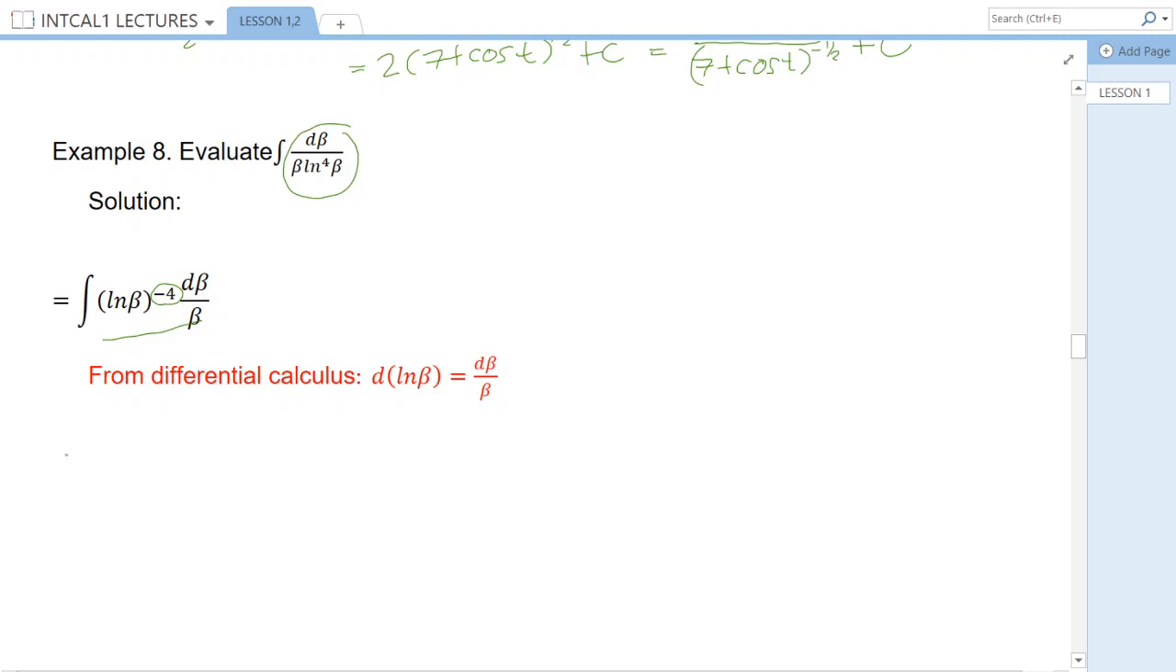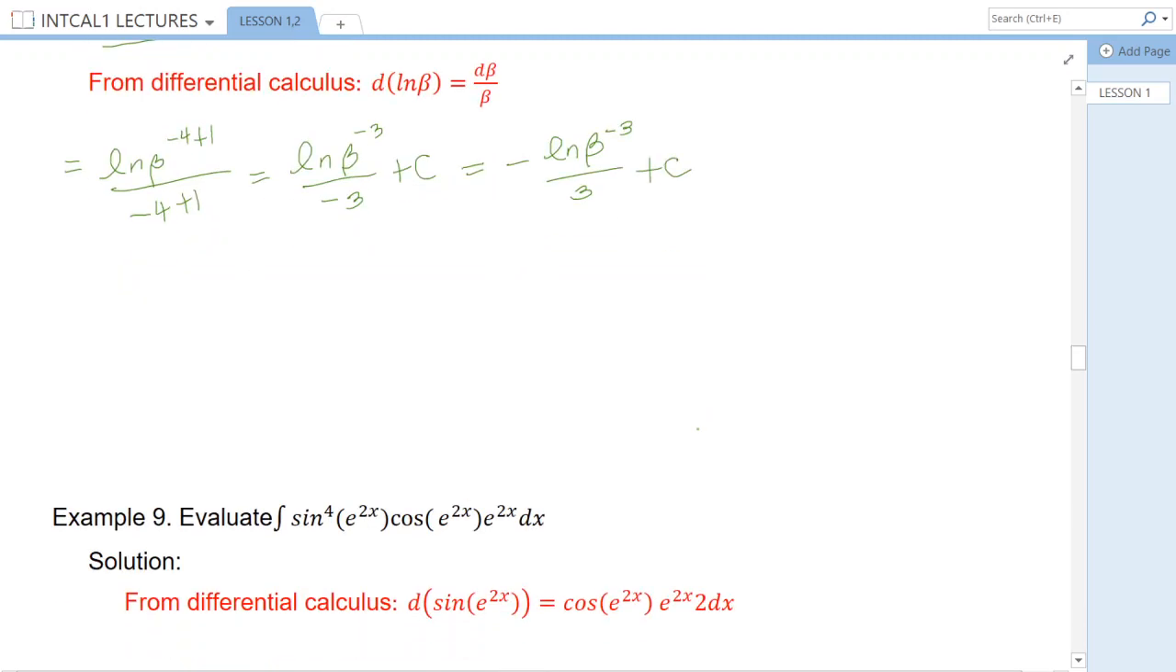Okay, so that is the power rule again: ln of beta raised to negative 4 plus 1 over negative 4 plus 1. That is equal to ln of beta raised to negative 3 over negative 3 plus c, or equal to negative ln beta raised to negative 3 over 3 plus c. That is our final answer.